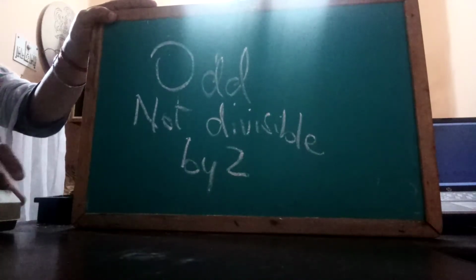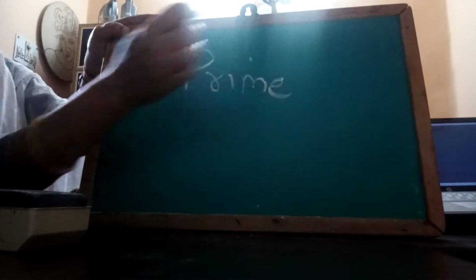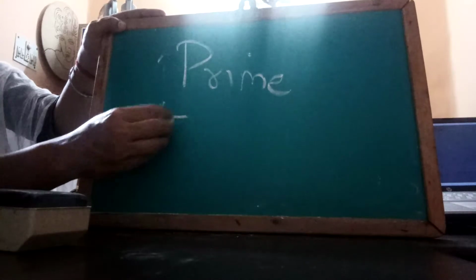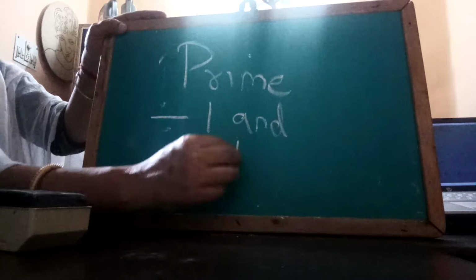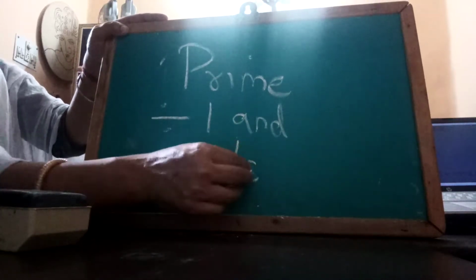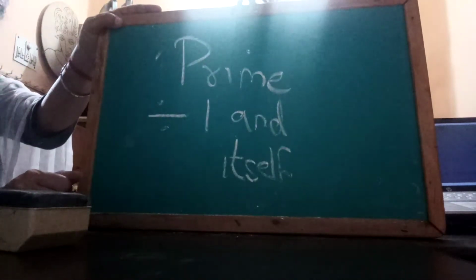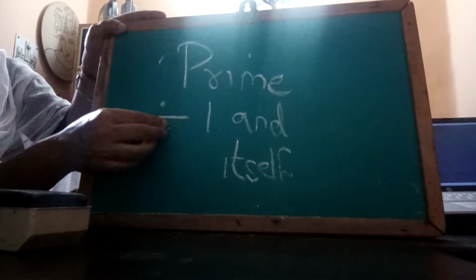Now, let's go to prime numbers. Now, what are prime numbers? Prime numbers are those numbers divisible by only 1 and itself. They are divisible only by 1 and itself. It cannot be divided by any other number. Okay? I hope you are able to understand.